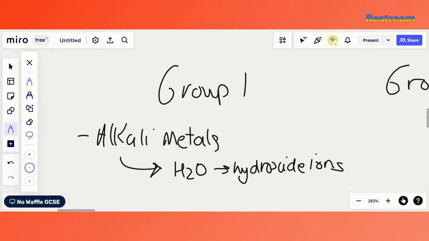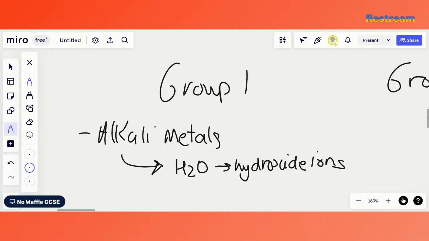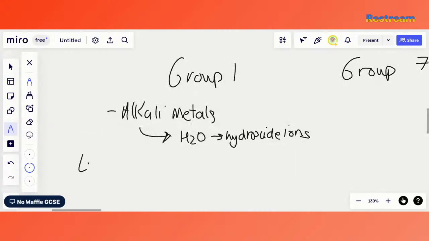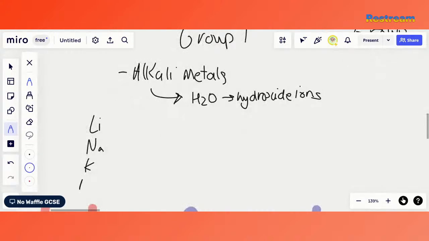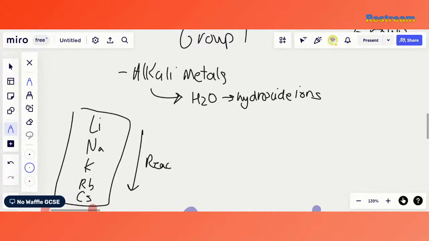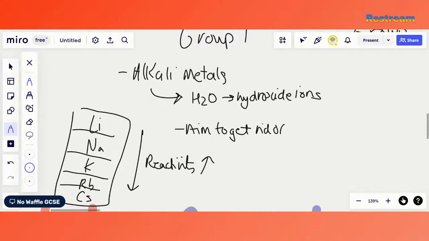Now, the alkali metals are lithium, sodium, potassium, rubidium, cesium. So you don't need to know much below that. So a key fact here is that as you go down the group, the reactivity increases. Now, why is this? So all of these, being in group 1, have one electron on the outer shell, and their aim is to get rid of this electron to form the positive ions.